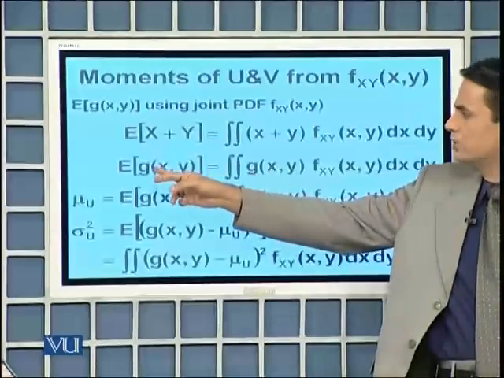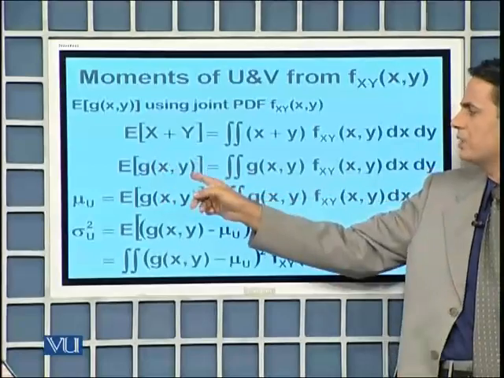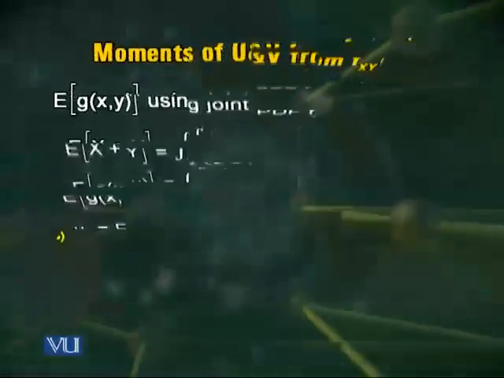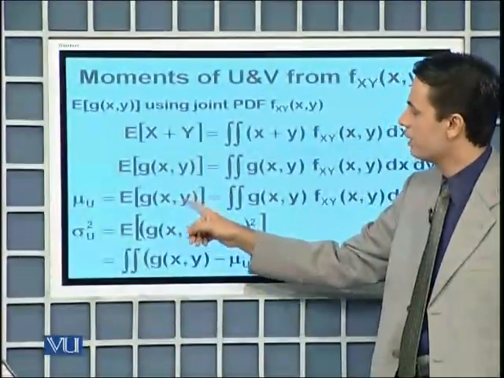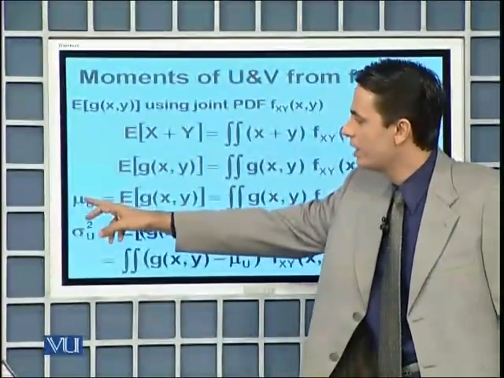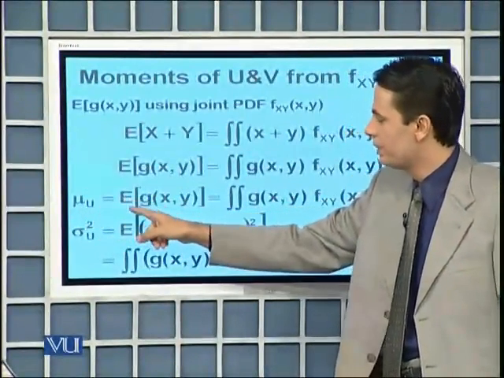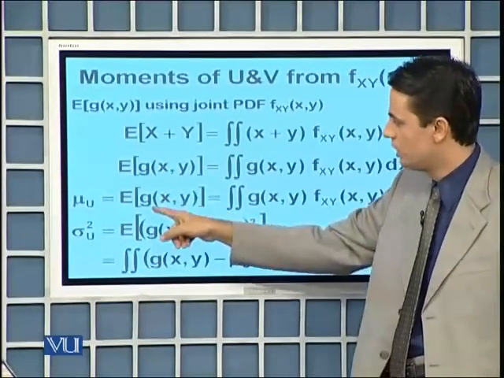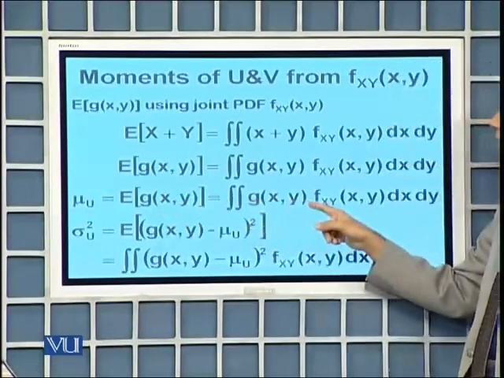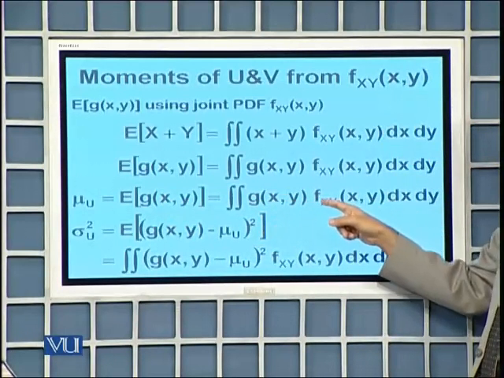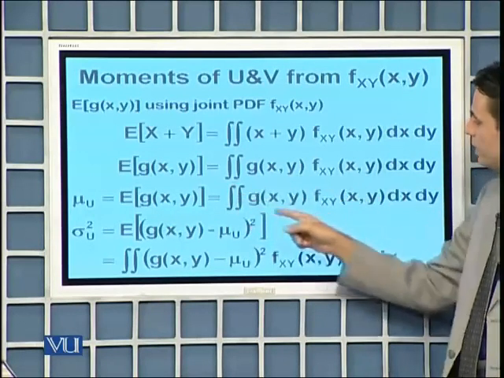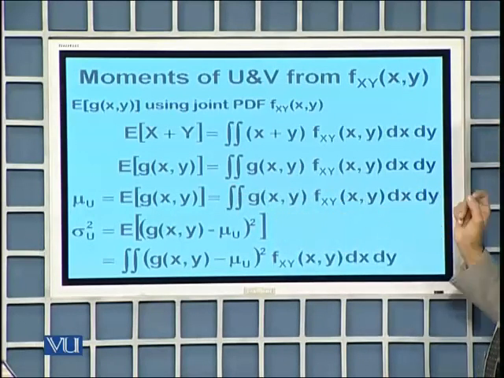This function g, which relates x and y to z, can be any function. Suppose this is a function which relates x and y to give you one of the two random variables u and v, the u. So if g is a transformation from x and y to u, you can certainly find the expected value of u, which is the expected value of this mapping g of x and y. This can be evaluated by putting that g of x and y here, multiplying it with the joint PDF of x and y, and taking the double integral over the whole range of x and y.